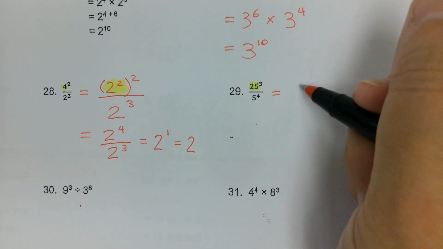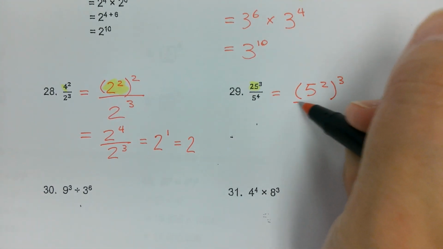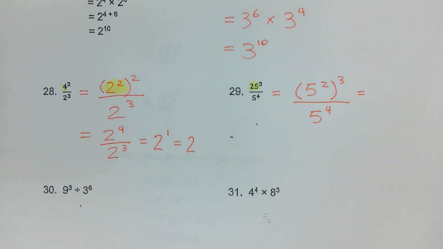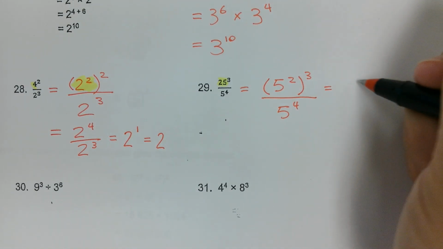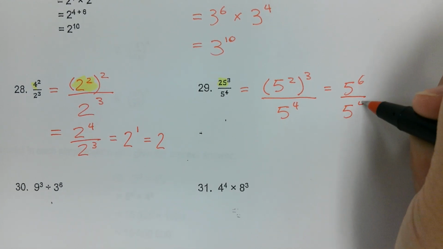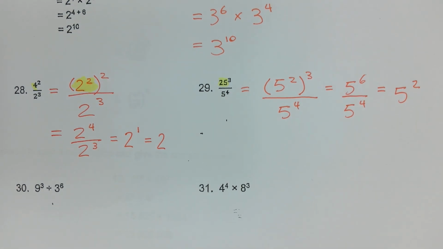Yep, Antonia? 5 to the power of 2. Good. 3 to the power of 3. Over 5 to the power of 4. Good. Which is 3 to the power of 6. Over 5 to the power of 4. Which is 5 to the power of 2. Perfect. All right, and I love how you gave me every single step.